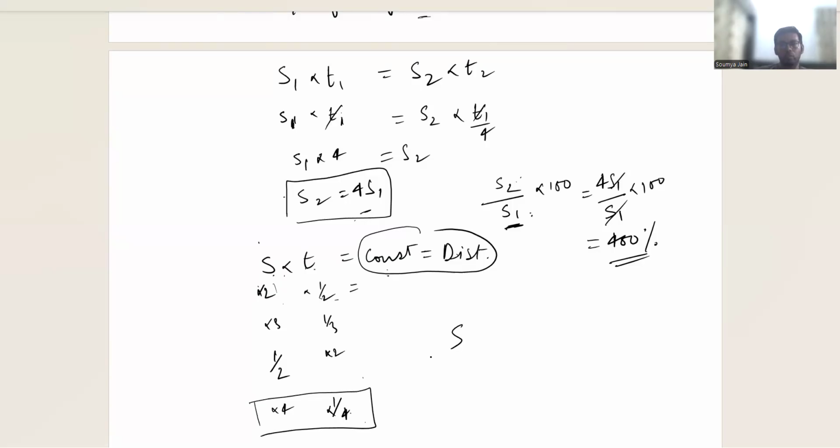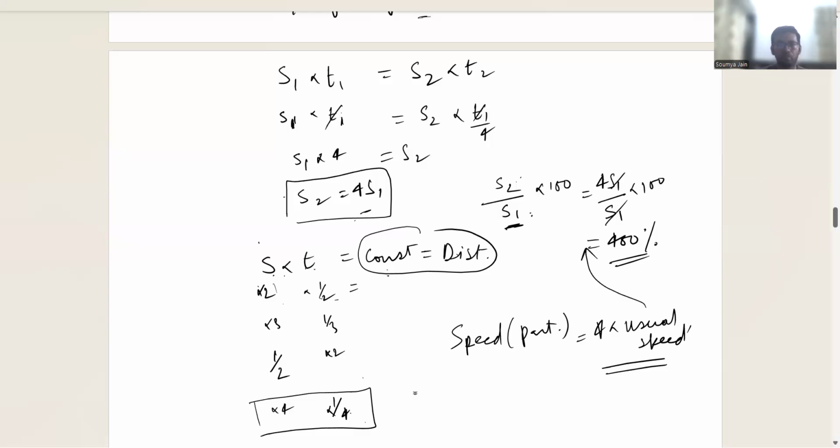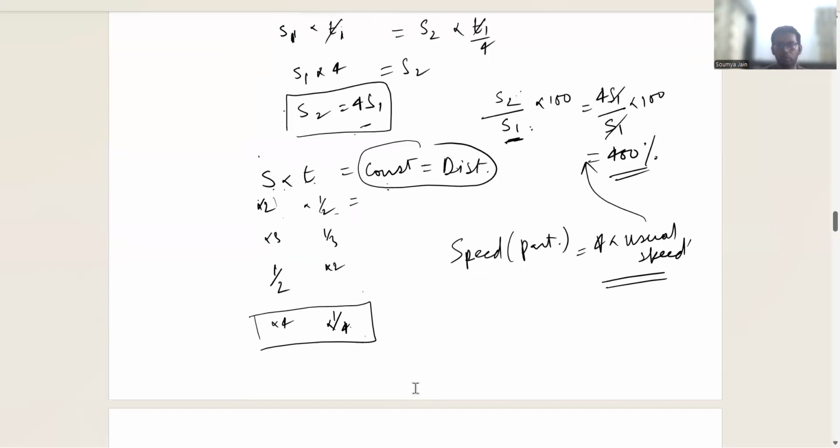So the speed on the particular day is equal to four times the usual speed. Then you do the same thing after that, and you will get it. So this is one of the ways you use this concept.